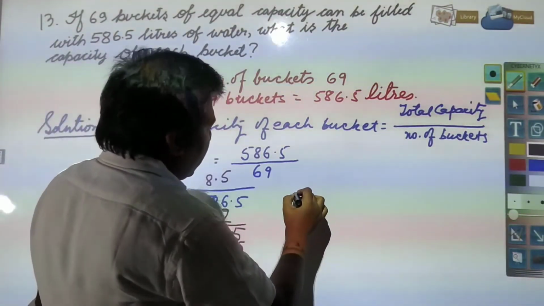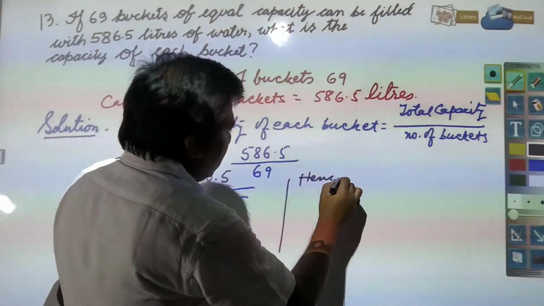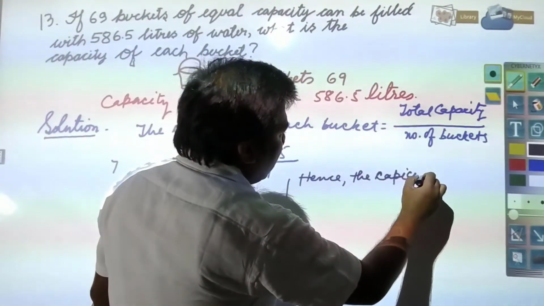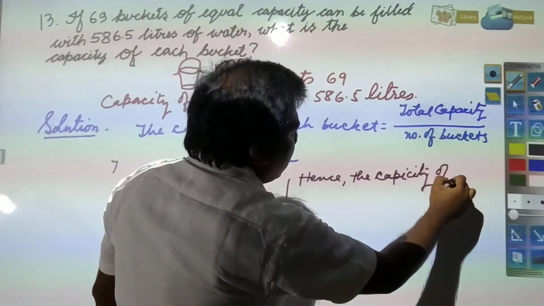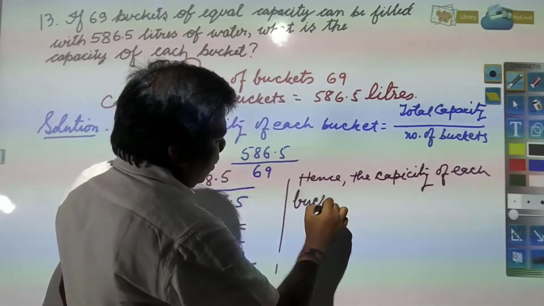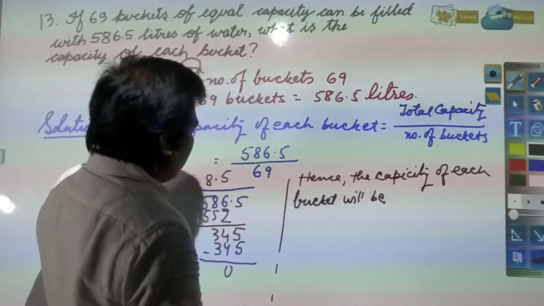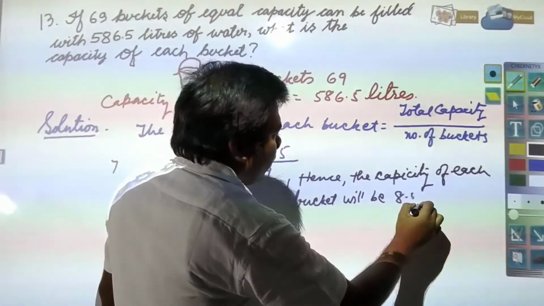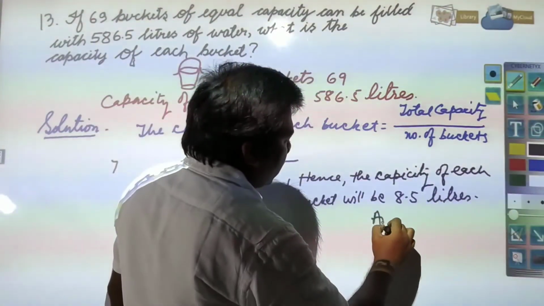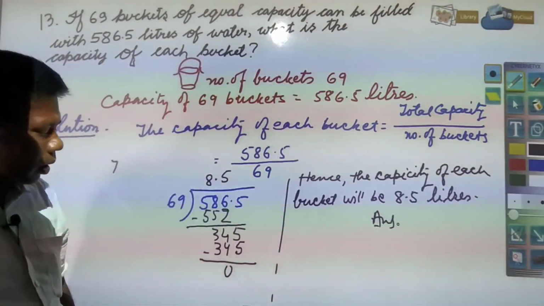So you will write, hence the capacity of each bucket will be how much? 8.5 liters, and this will be your answer. So in this way, this type of question is required to be solved.